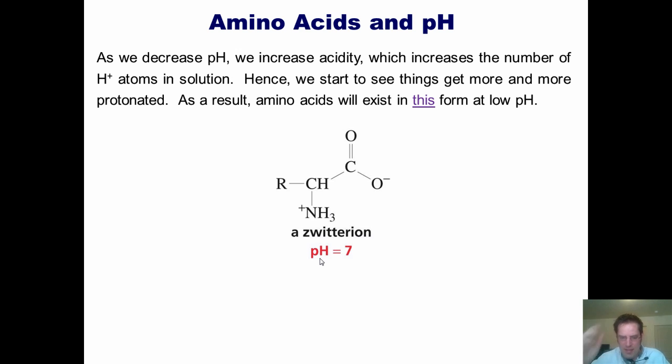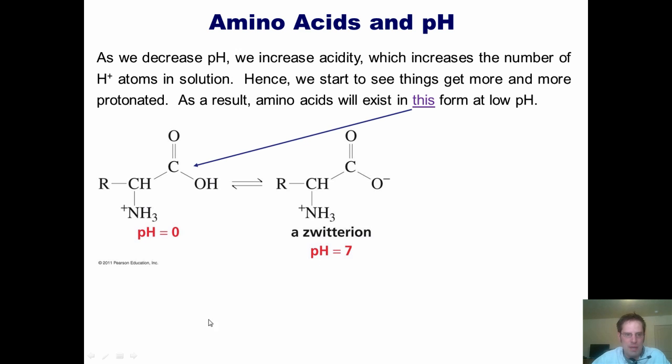So because of this, at low pH, amino acids will look like this. So I'm here at very, very low pH, lots of H+ lying around. I protonate everything, so I will protonate this O-, and I'll leave my NH3+ protonated. This is what amino acids look like at low, low pH.